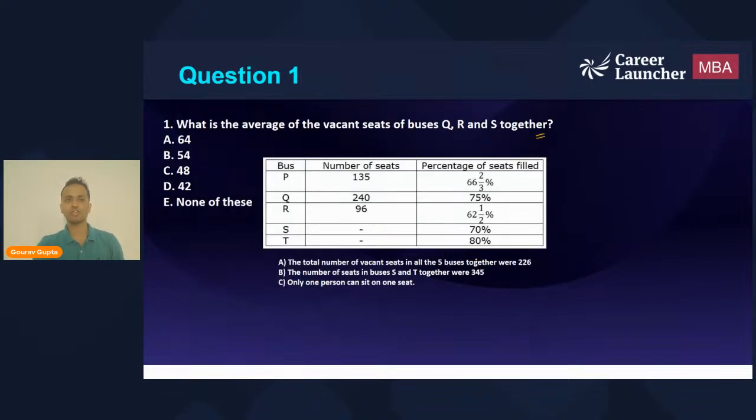So first question on your screen, what is the average of the vacant seats of buses Q, R, and S together? So you have the table with you. Refer to the table and answer these questions. So what is the average of the vacant seats of buses Q, R, and S together? Quickly, option A, B, C, D, or E.